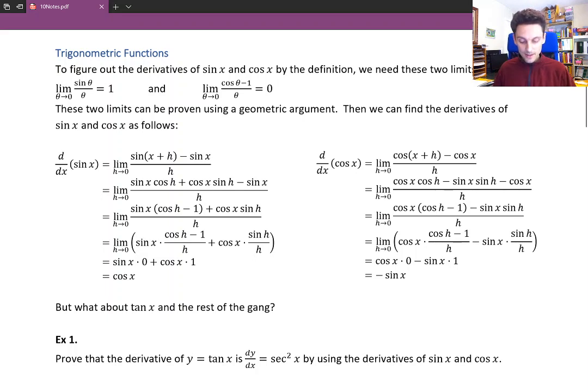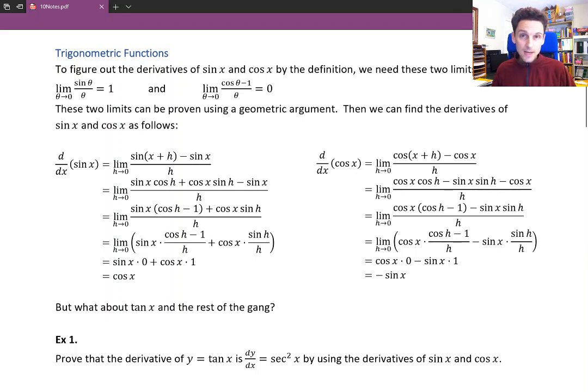So we take those individual limits: cosine h minus 1 over h goes to 0 as h approaches 0, then sine of h over h goes to 1 as h approaches 0. The sine x and the cosine x are not going anywhere, because all we're doing is moving the h variable to 0. We're not changing the x variable here. So you just have sine x times 0 plus cosine x times 1, which is cosine x. So the derivative of sine x is cosine x.